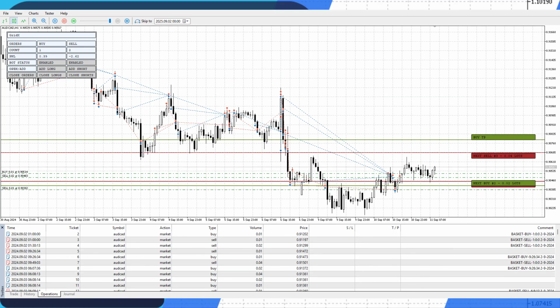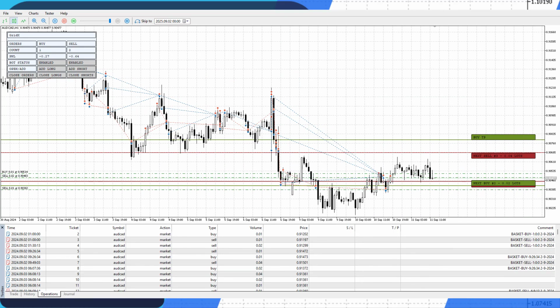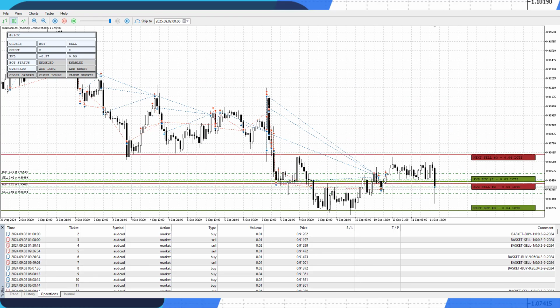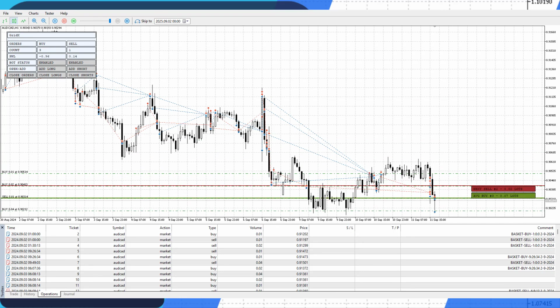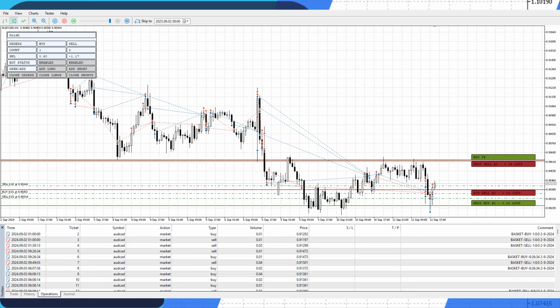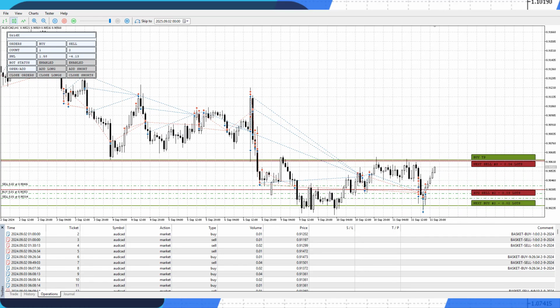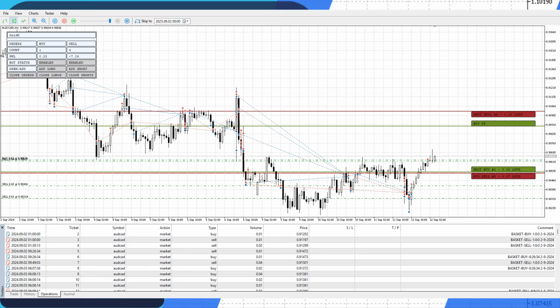Next, we have the DCA, or dollar cost averaging option. This allows GridX to keep adding positions on the losing side, bringing the average price closer to the current price, and increasing the chance of recovery.